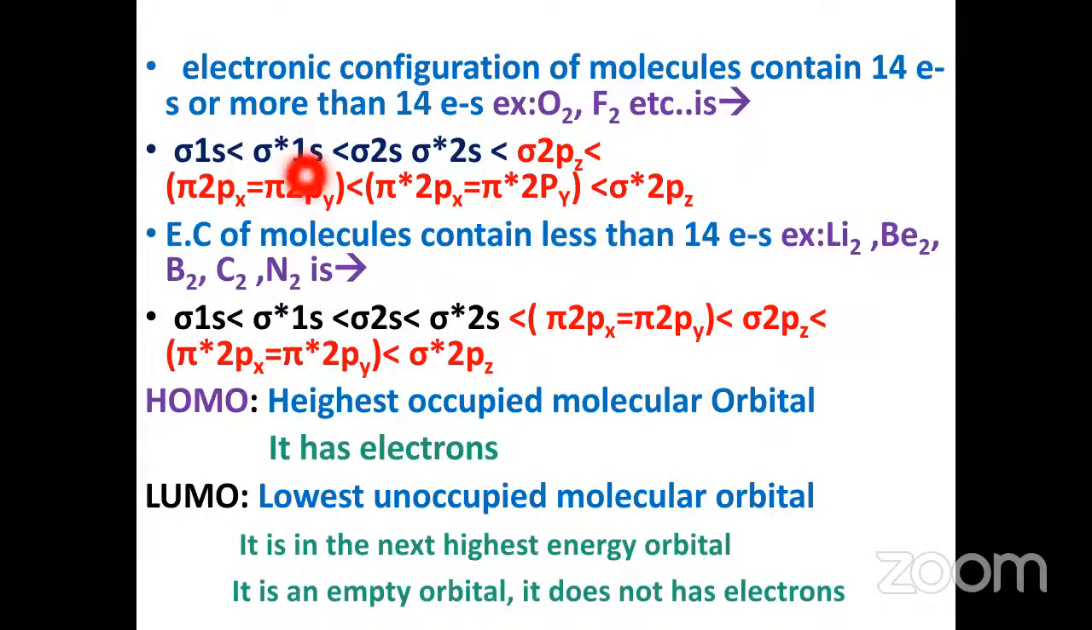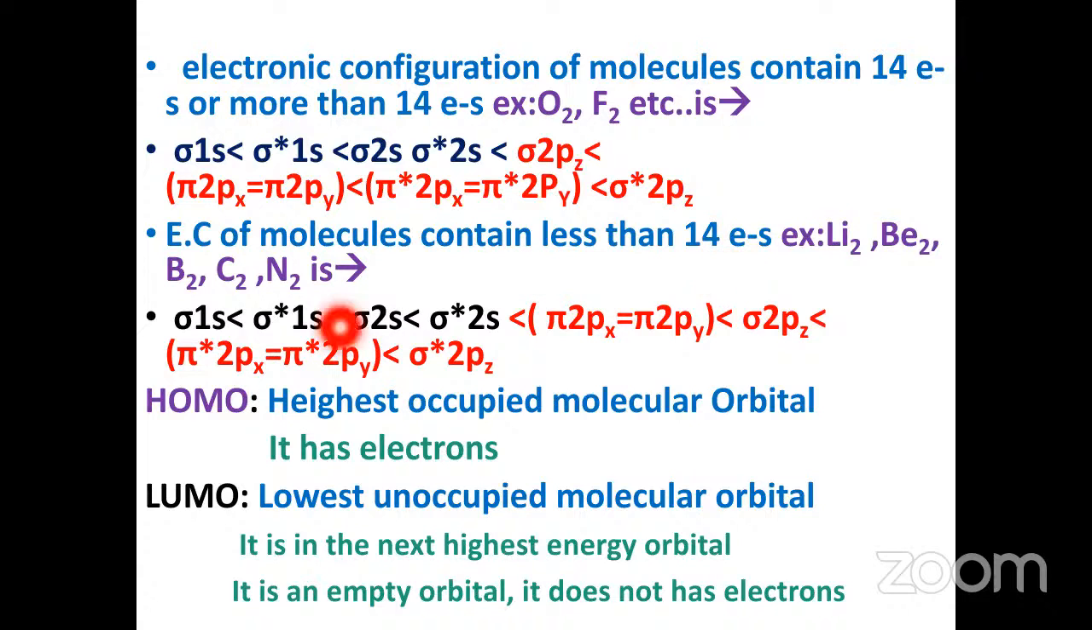The remaining are bonding molecular orbitals. The electronic configuration of molecules containing less than 14 electrons, for example the lithium molecule, beryllium molecule, and boron, carbon, and nitrogen molecules. How to write the electronic configuration? The molecules contain less than 14 electrons.